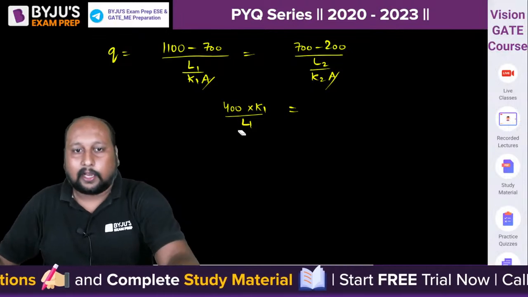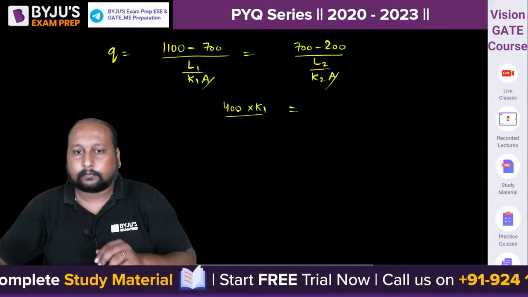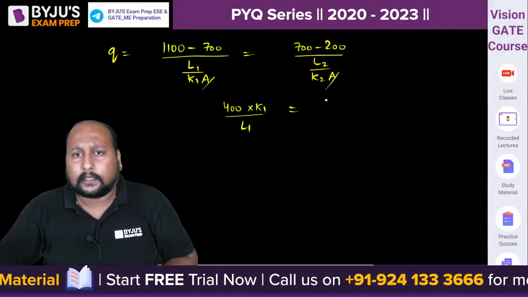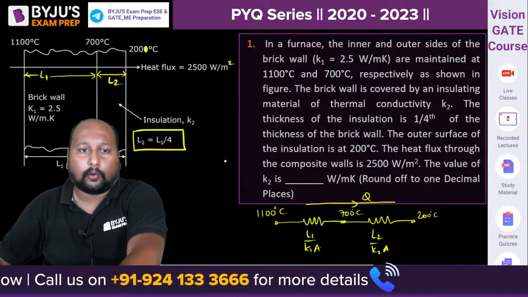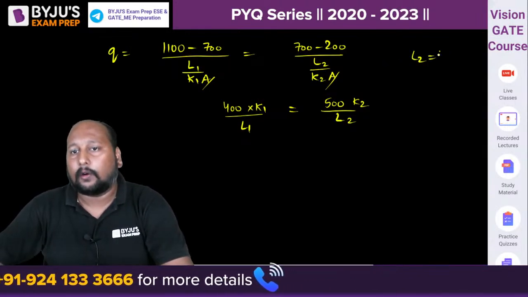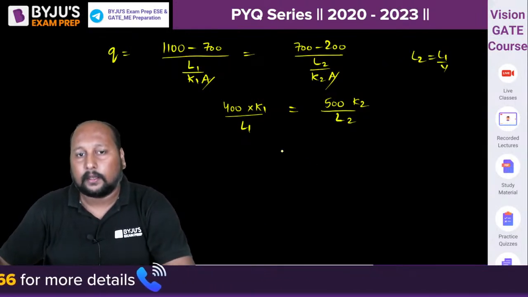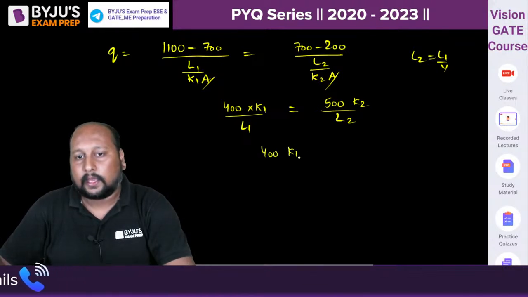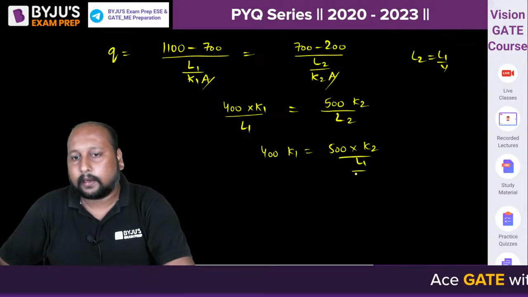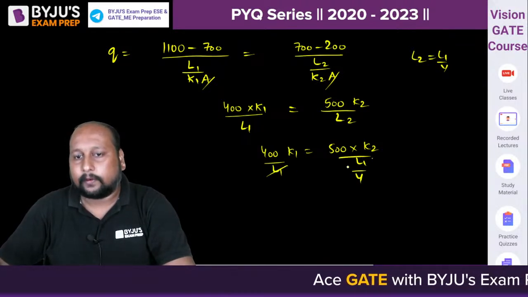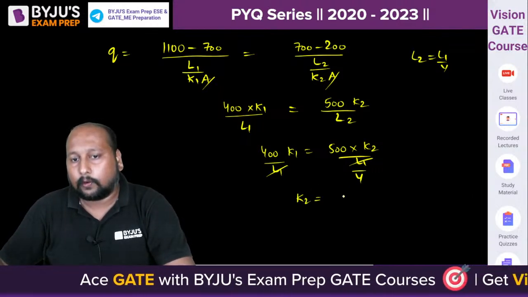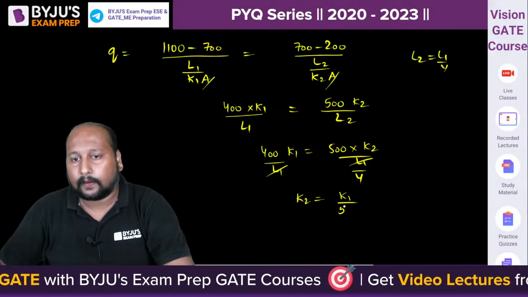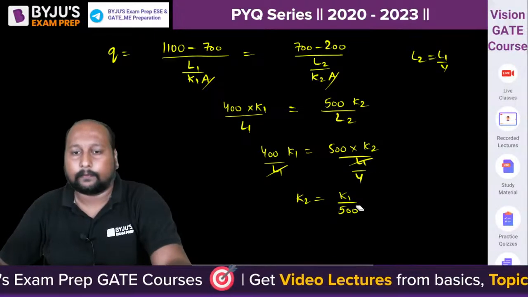Now we were talking about this one. So this is 500 into K2 by L2, and they said that L2 is equal to L1 by 4. So let us place it over here. So this is 400 into K1 is equal to 500 into K2 by L1 by 4. This L1 and L1 get cancelled out. This 4, this is 100. So K2 is equal to K1 by 5.